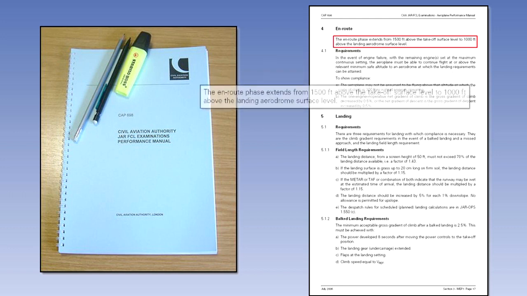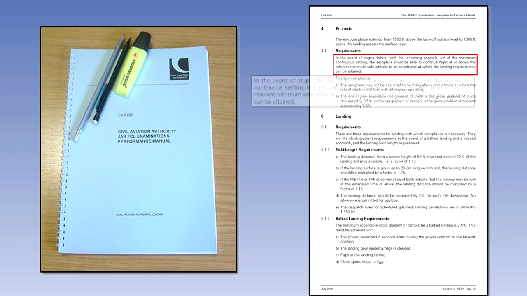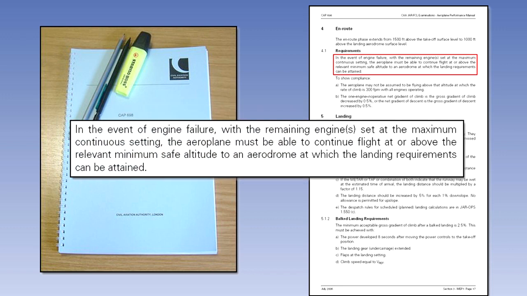At the top of page 17 of section 3, you can see the en route requirements. The first sentence simply reminds you what the en route stage of flight is. The requirement for the en route stage of flight is that in the event of engine failure, with the remaining engines set at the maximum continuous setting, the aeroplane must be able to continue flight at or above the relevant minimum safe altitude to an aerodrome at which the landing requirements can be attained.